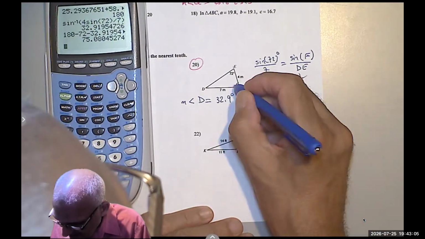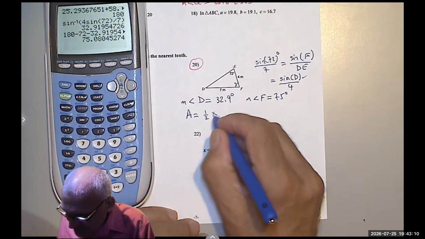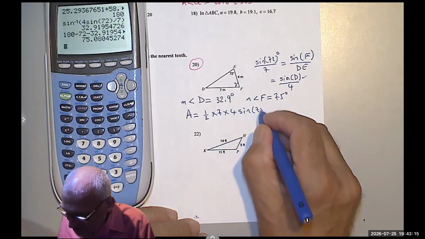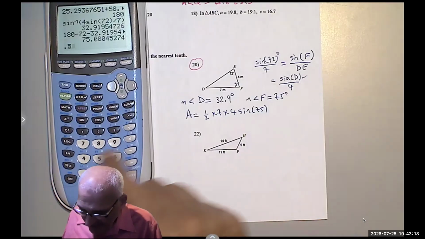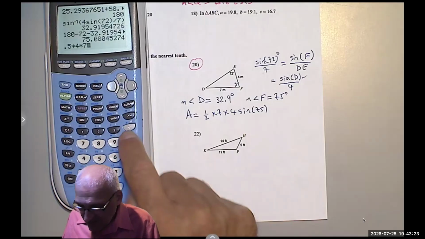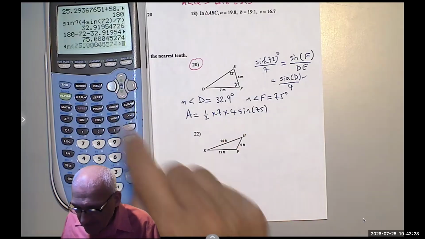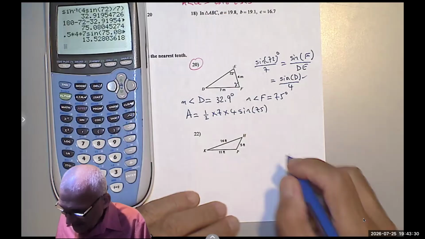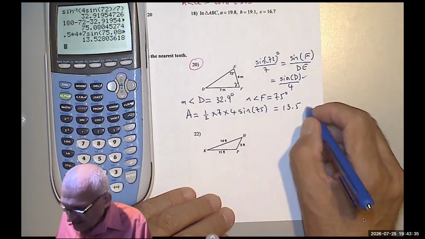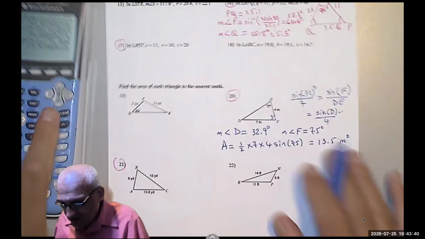However, once I know this angle, I say the area of the triangle equals 1/2 times 7 times 4 times sine of 75, which is the angle between them. So 1/2 times 4 times 7 is 14 sine of this angle. I got 13.5 square meters. These are in meters. Everything else was just units.